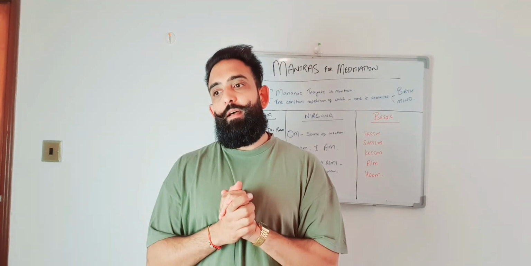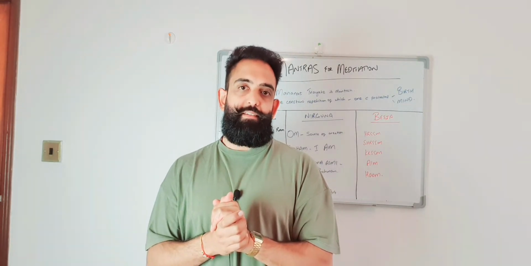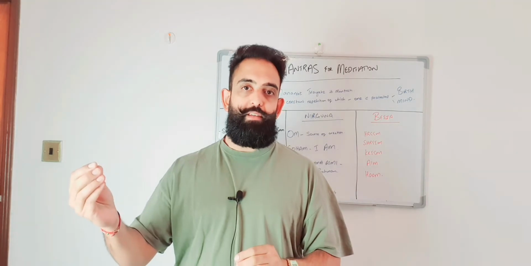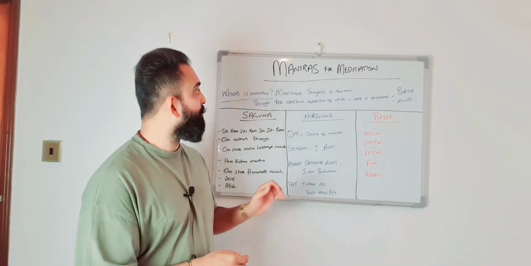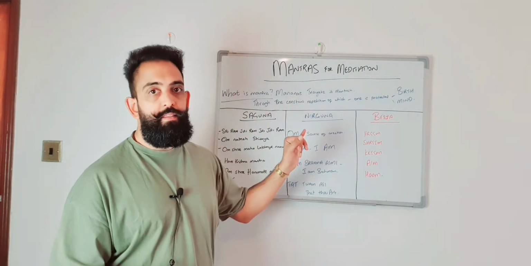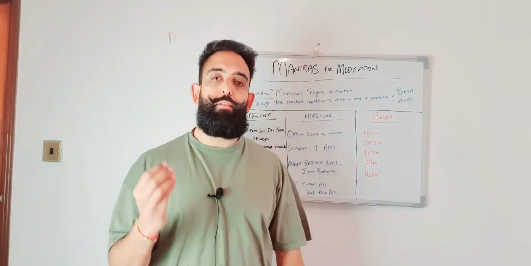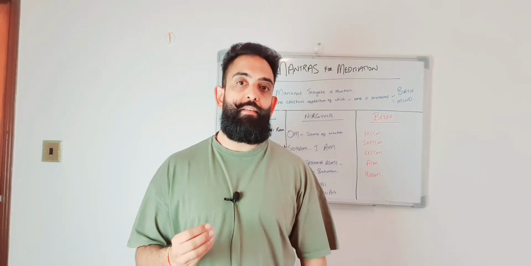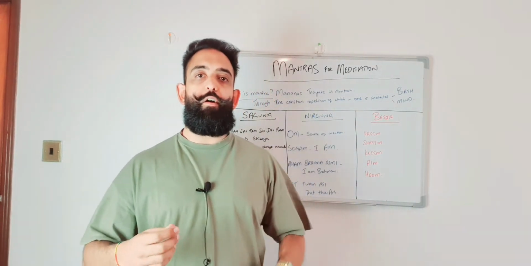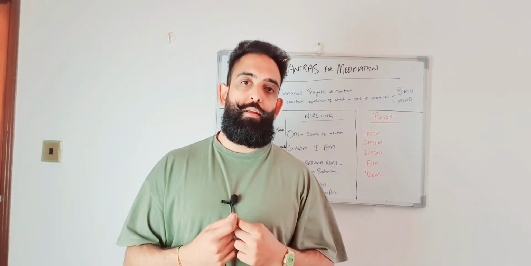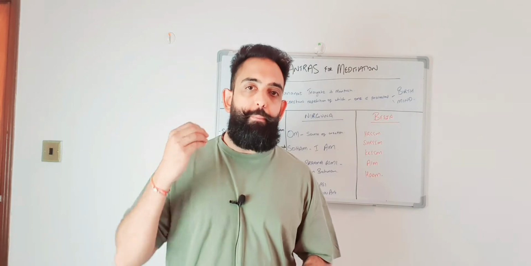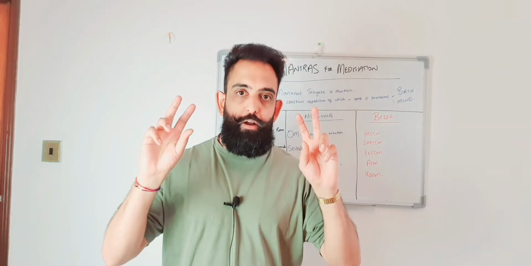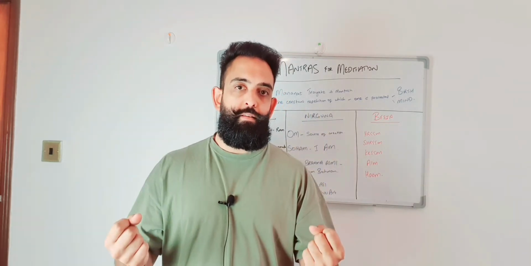Now, the first place to start, before looking at types of mantras, is to understand what a mantra is. The Sanskrit definition of a mantra is "mananat trayate iti mantraha," which means that through the constant repetition of which one becomes protected. So through the constant repetition of the mantra, one is protected.